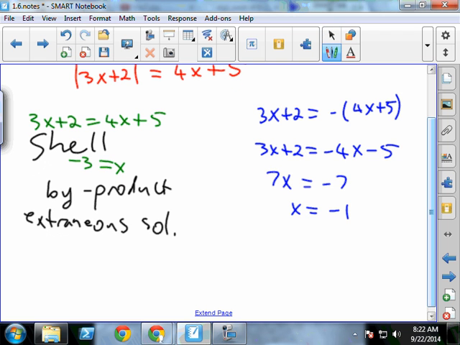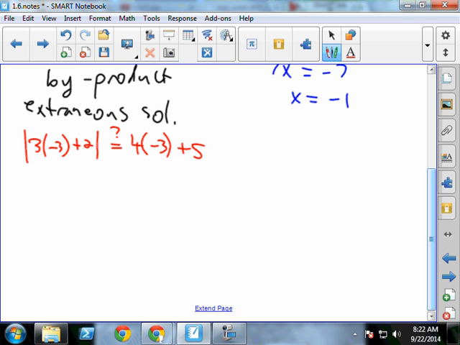If we plug back into the original equation, we'd have the absolute value of 3 times negative 3 plus 2, and we want to know, does that equal 4 times negative 3 plus 5? Are those two quantities equal? That's what we're testing. So we get the absolute value of negative 9 plus 2, and we want to know, is that equal to negative 12 plus 5? Is the absolute value of negative 7 equal to negative 7? What do we think? Is it?